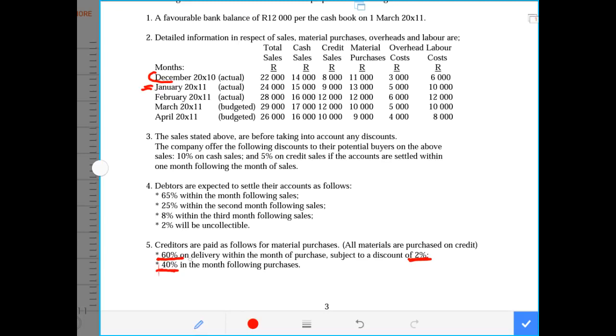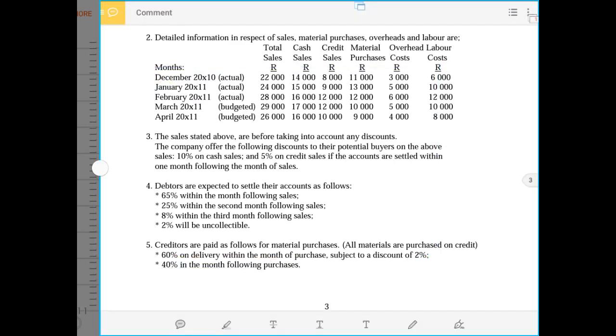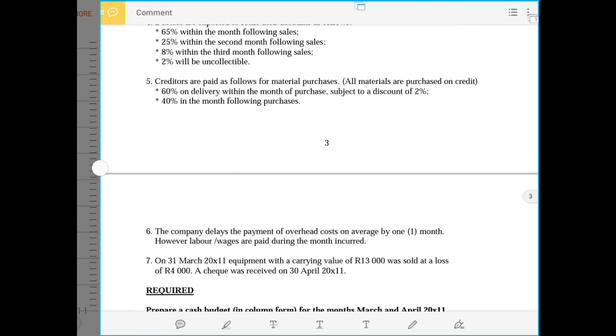And take note, they say 60% on delivery within the month of purchase. That means if we make payment of 60% on delivery, that means when the material is delivered, therefore now 2% will be a discount received. Then 40% will be paid in the month following the purchases, and there's no discount when such payment takes place.